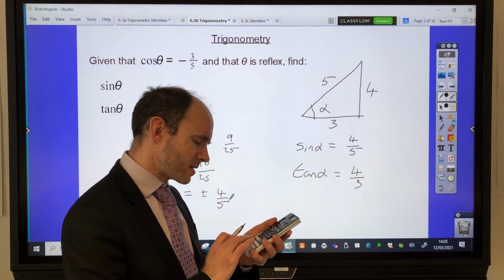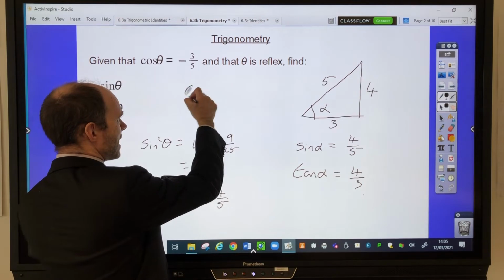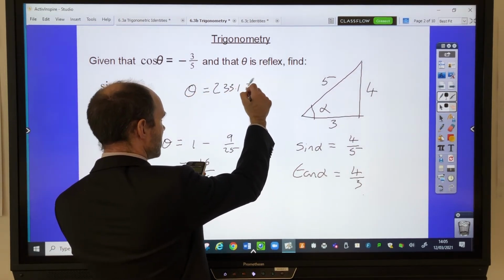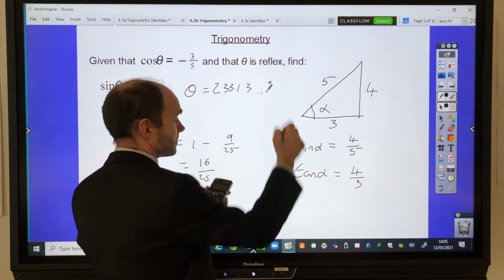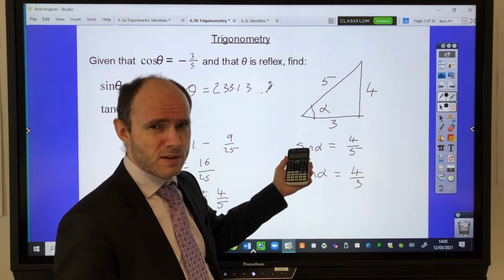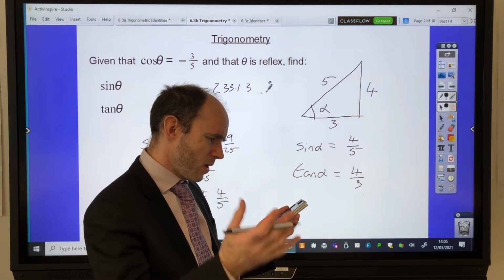So if I do 360 subtract that value, yes, I've got it. I'm just going to write that down, make a note for you. So I've got 233.13 something degrees. That's the angle I'm looking for, and it is reflex. I'm just going to work out the sine of that angle now. Okay, so sine of that angle, voila, gives it to me.